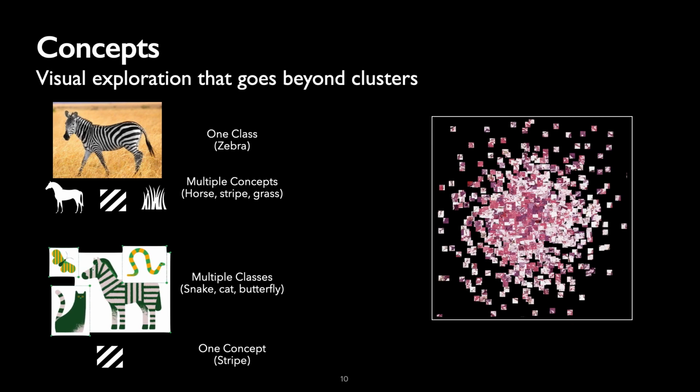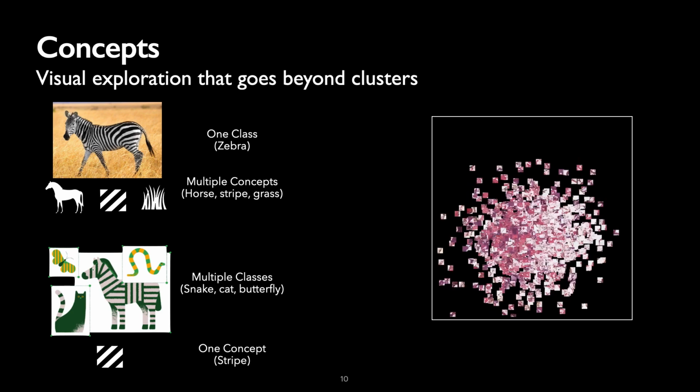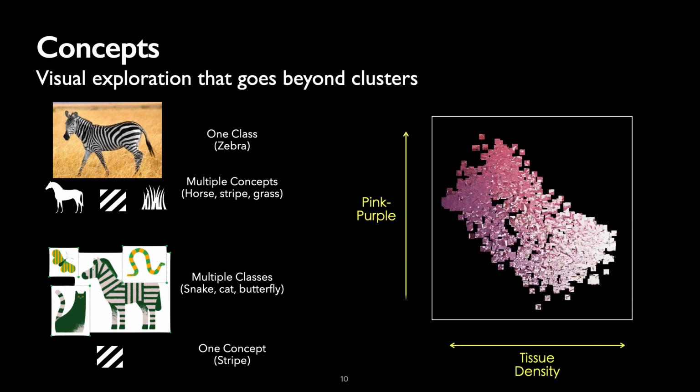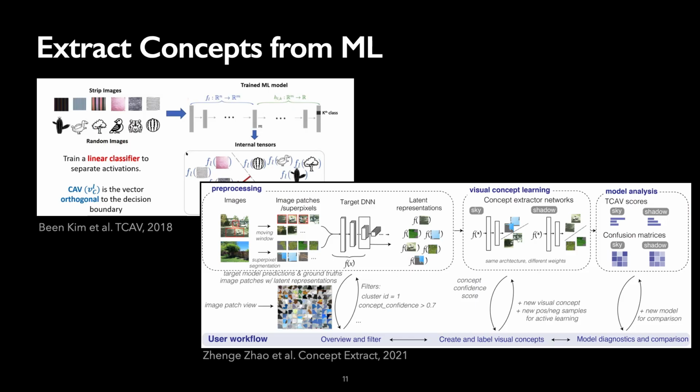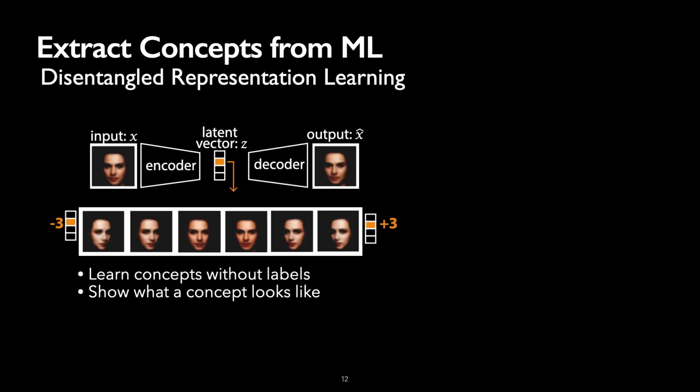Returning to the example of breast cancer specimens, a more interpretable visual exploration can be achieved by arranging the items based on two concepts, tissue density and tissue color. Concepts can be learned by an ML model, but the learned concepts usually exist in the latent space. They must be extracted and presented to the users.